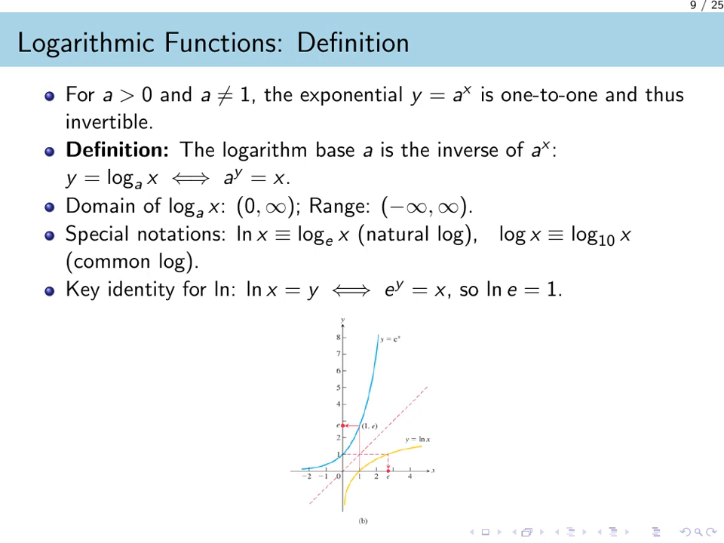You will most often see two special cases: the natural log, written ln of x, which has a base of e, and the common log, written log of x, which has a base of 10. For a quick example, the natural log of e is exactly 1, because e raised to the power of 1 gives you e. So the essential thing to remember is that a logarithm is the function that finds the exponent.